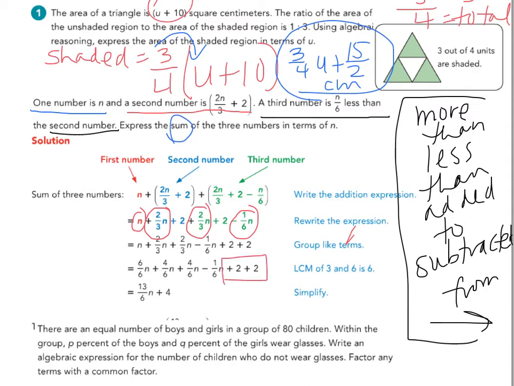And then we have a positive 2 and a positive 2, which is 4. So your answer is 13 over 6 n plus 4 is the sum of the three numbers in terms of n.